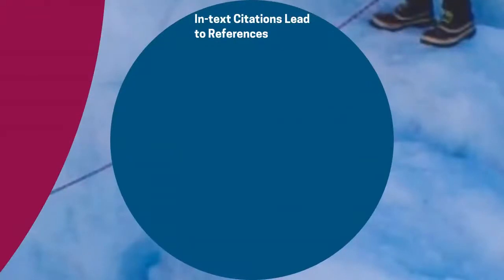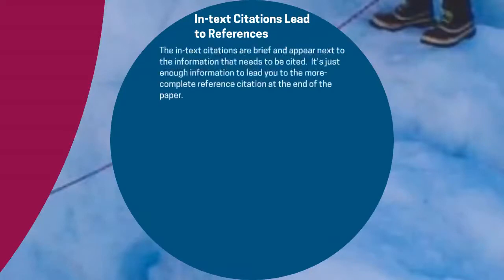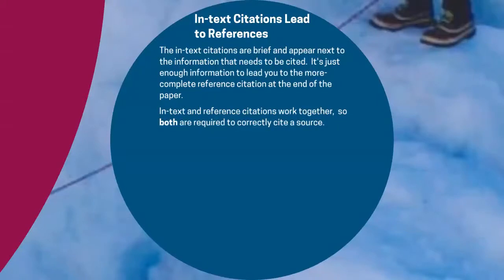So in-text citations lead you to full references at the end of your paper. It is a two-step process. You can't use one and not the other. The in-text citations are brief and they appear right next to the information as you have used it in your paper. And it's just enough to lead you to the complete reference citation at the end of the paper. They work together, so both are required.